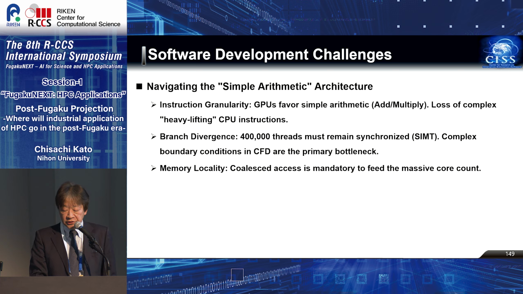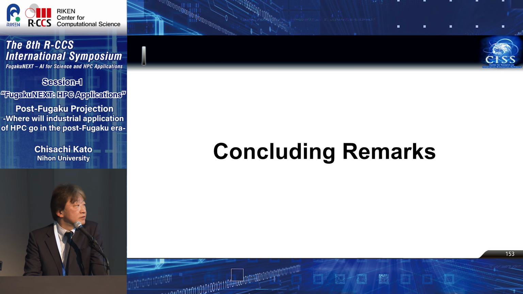The complex boundary condition in the CFD doesn't matter. You can produce, or I can produce 400 threads within the kernel. It's not a big deal, but the boundary condition implementation doesn't matter. The memory locality, coalescent access is mandatory to feed the massive core count, or to fulfill the registers. Okay. Then I'll conclude.